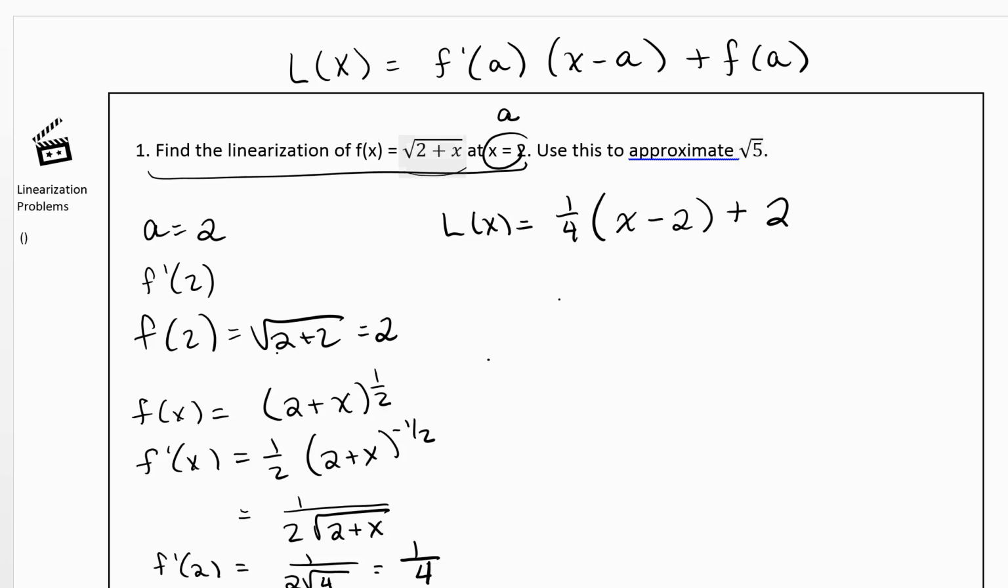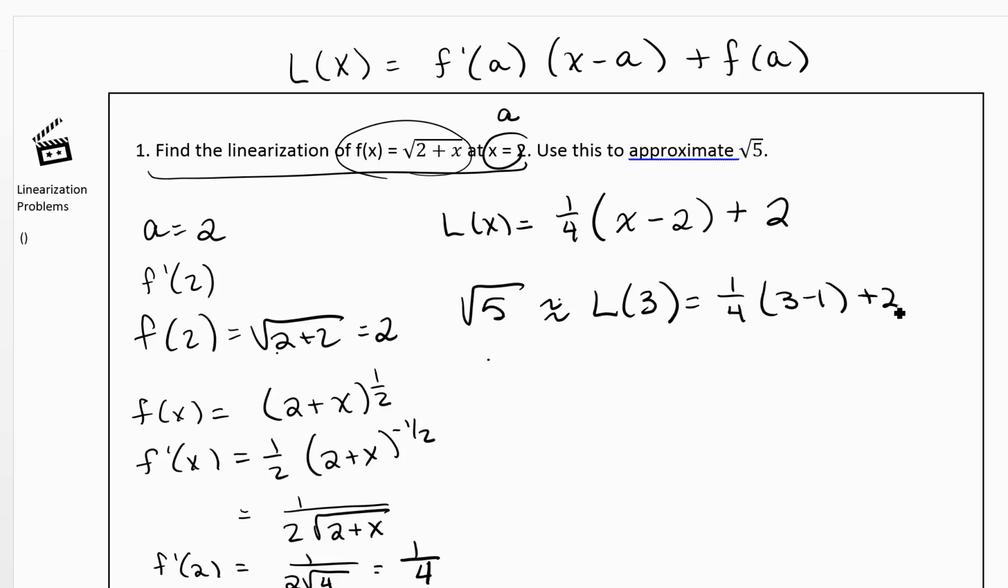Now this says use this to approximate the square root of 5. Now we need to look in here, what x value would make this the square root of 5? Well, that would be 3, right? Because then we'd have the square root of 2 plus 3. So the square root of 5 will be approximately L of 3. So we'd have 1/4 times 3 minus 2, plus 2. So we get 1/4 times 1 plus 2, right?